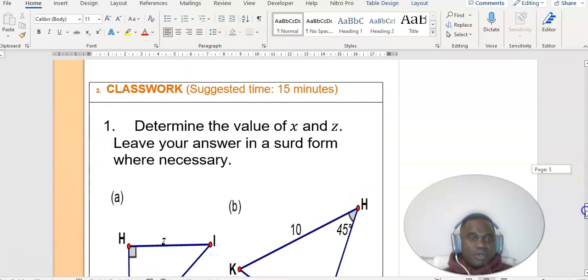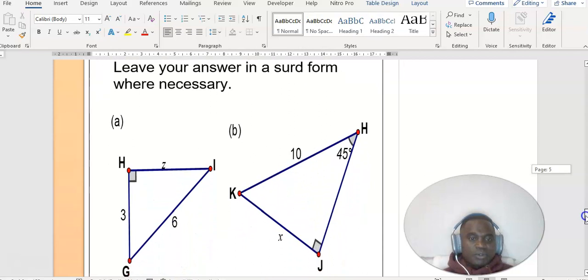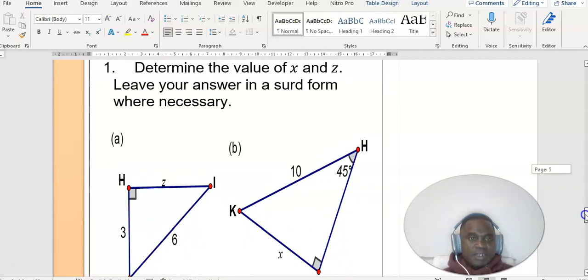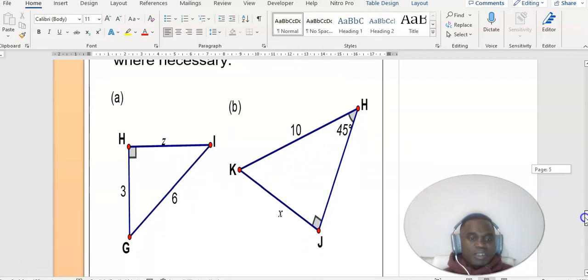This is going to be your classwork. Determine the value of x and y. Leave your answer in surd form. And this is what you have there. So this is your classwork. You are going to do it for me.